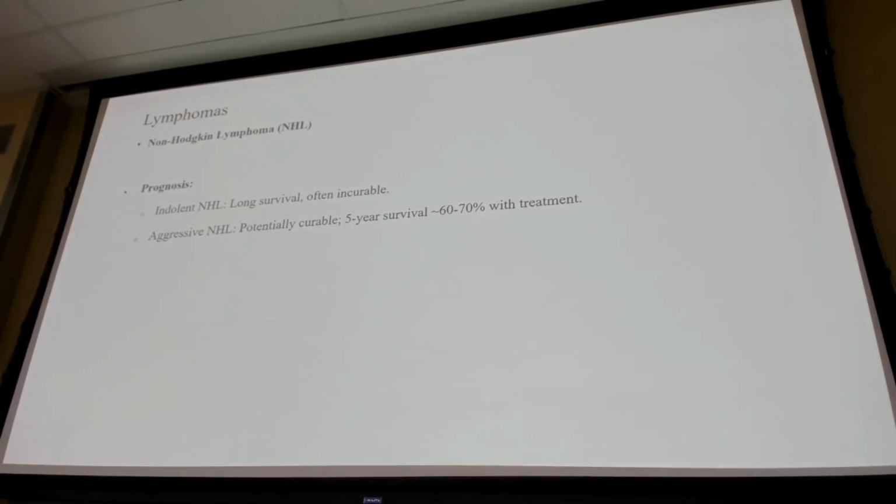Prognosis. More indolent forms have long survival and are often curable. The aggressive forms are potentially curable, with a 5-year survival. A big difference. Right. And going back to those subtypes, we saw some of them were more aggressive, like the diffuse large B cell, and then some of them were more indolent.